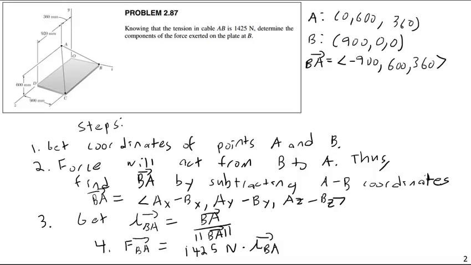Questions on that? Okay. That's the general method there. The reason we did BA is because we're asking for the force exerted by the cable on the plate at point B. So it's going to be going from B to A. It's pulling. It's going from B to A.